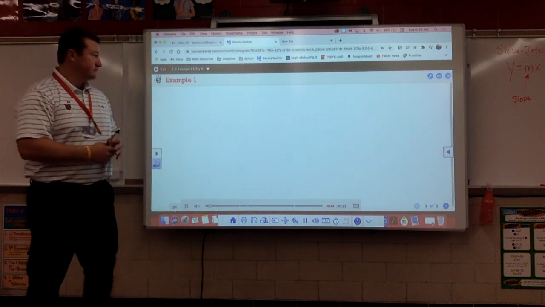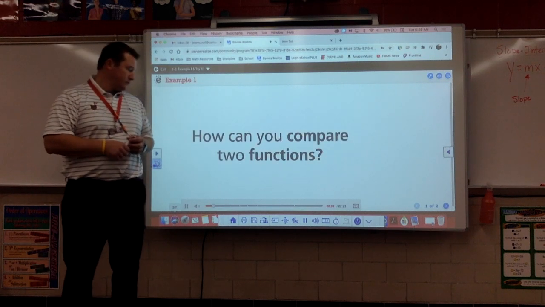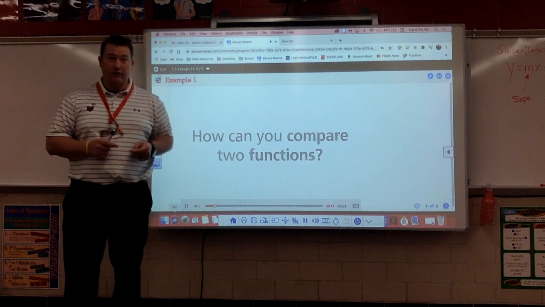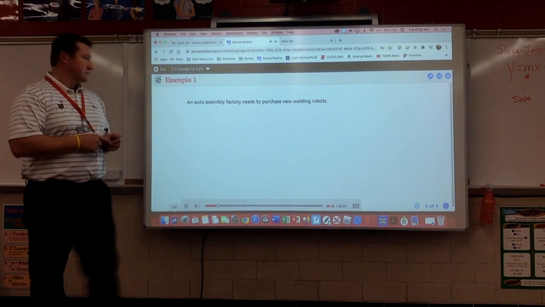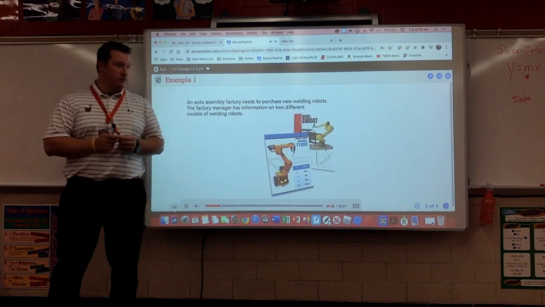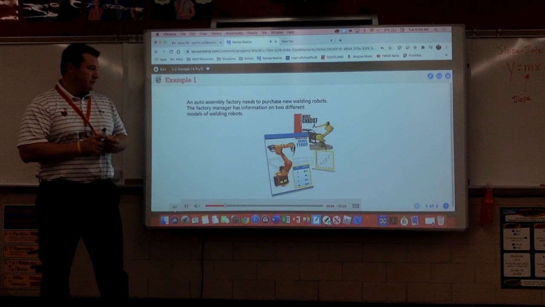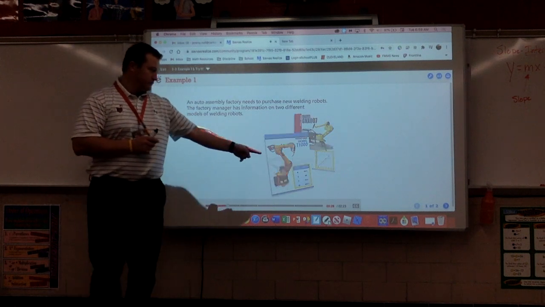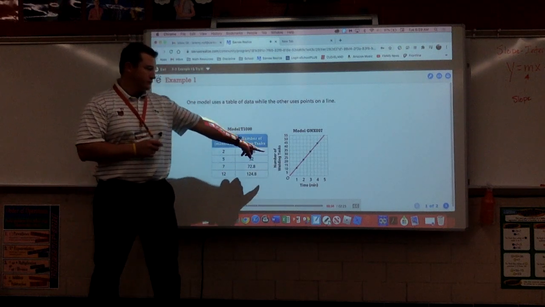How can you compare two functions? Think about this question during the lesson. Look at their rate of change and their initial value. An auto assembly factory needs to purchase new welding robots. The factory manager has information on two different models of welding robots. Notice that the welding rates are shown differently for each model. One model uses a table of data, while the other uses points on the line.